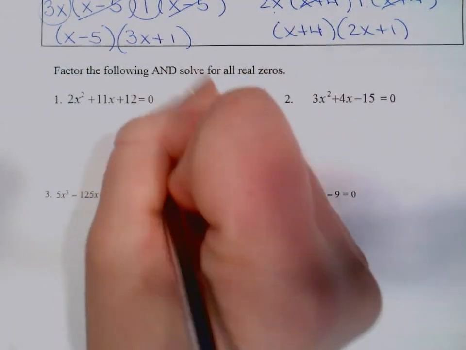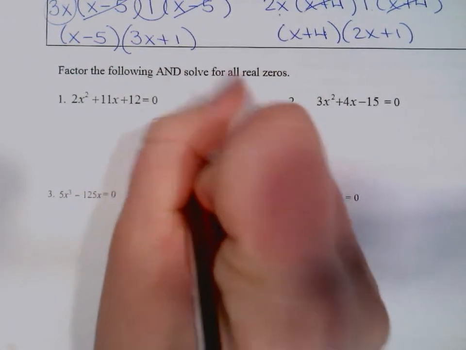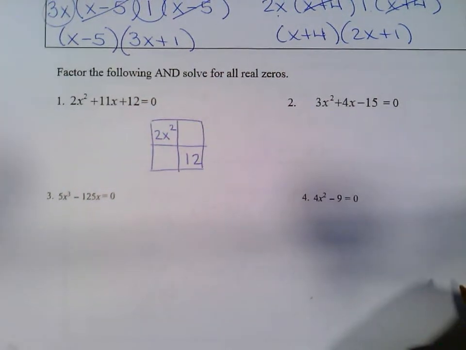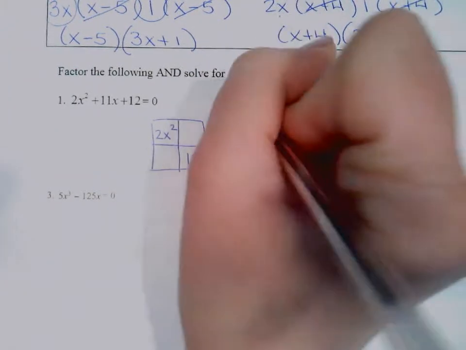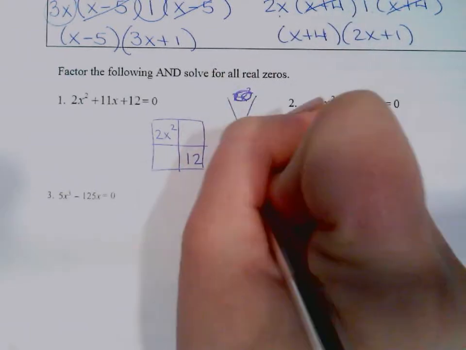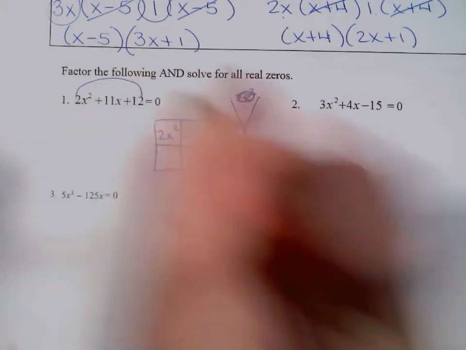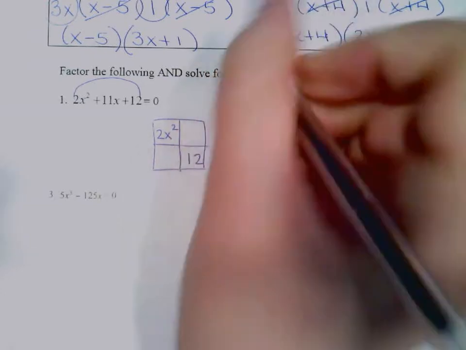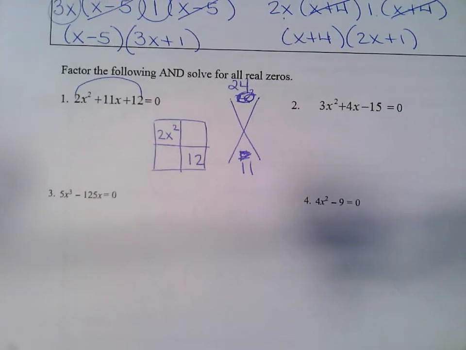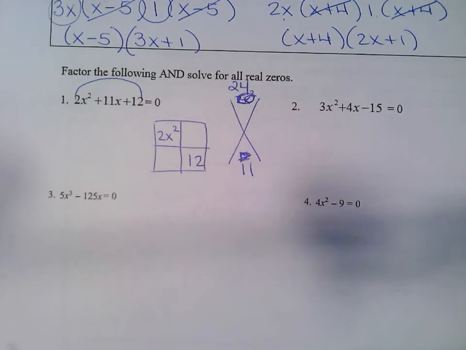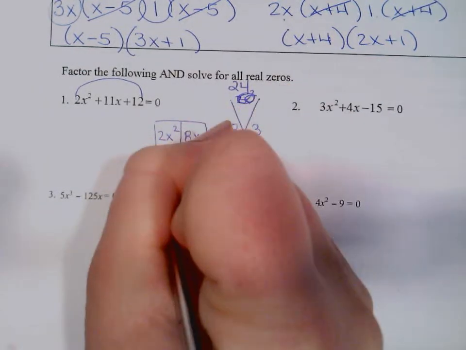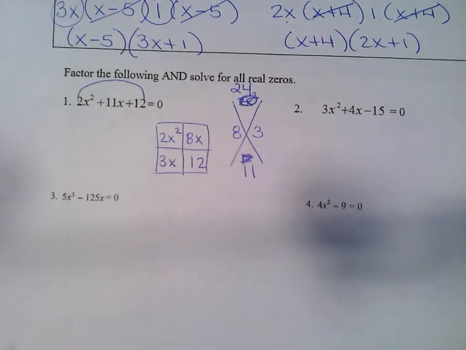So I'm going to set up the box method. So I have 2x squared and 12 going into the box. Oh, sorry, not 2x squared. My bad. In the diamond, I'm going to do 2 times 12 is 24. I'm going to put 11 in the bottom. I'm looking for the factors of 24 that add up to 11. So that must be 8 times 3. So I'm going to put 8x in one box and 3x in the other box to get my factors.